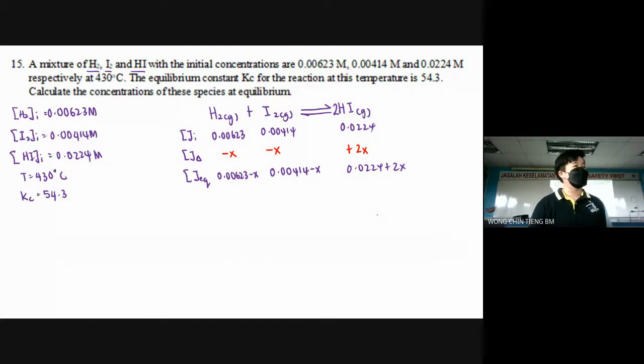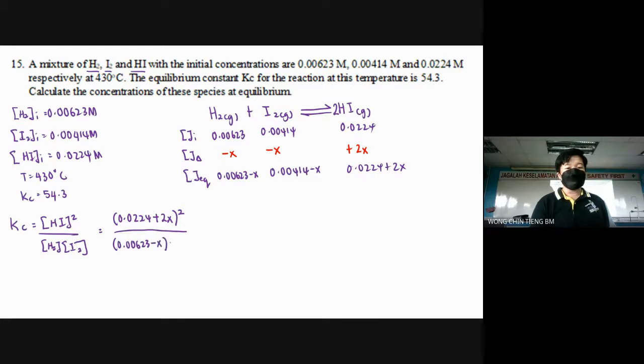Because KC is given. So, by using the KC given, the formula of KC as always, the product to the power of 2 over H2 to the power of 1, I2 to the power of 1. Betul? Kenapa quadratic? Kamu kena masukkan 0.0224 tambah 2x kuasa 2 per dengan 0.00623 tolak x darab dengan 0.00414 tolak x and then this thing equals to 54.3. Setuju? And you need to find that x.